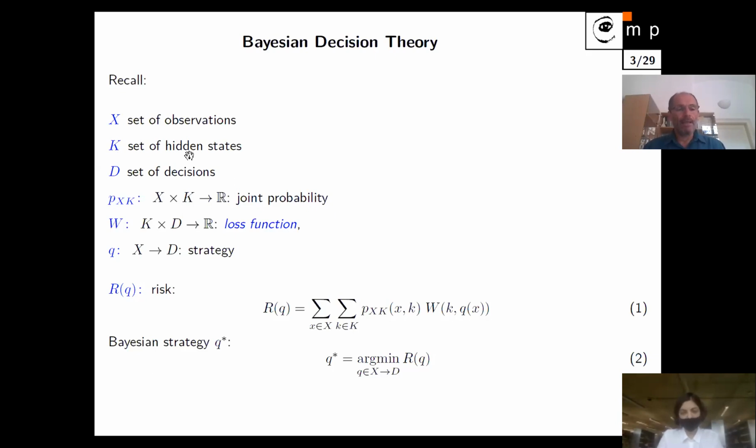Then there is a set K of hidden states. That set is something which we really care about. It defines the payout, but it's not directly observable or it would be very expensive. And then we have a set of decisions available. So we could, for instance, accept a coin or reject a coin, or accept a coin and assign some value to it.